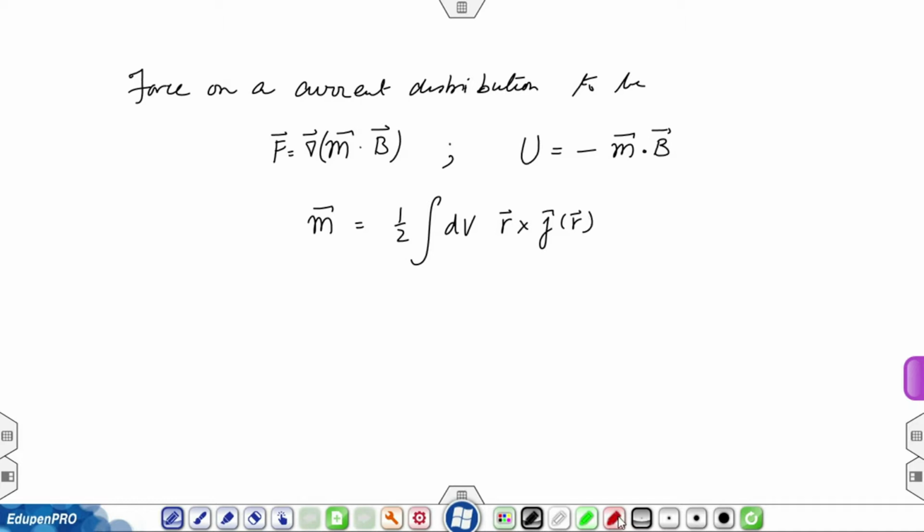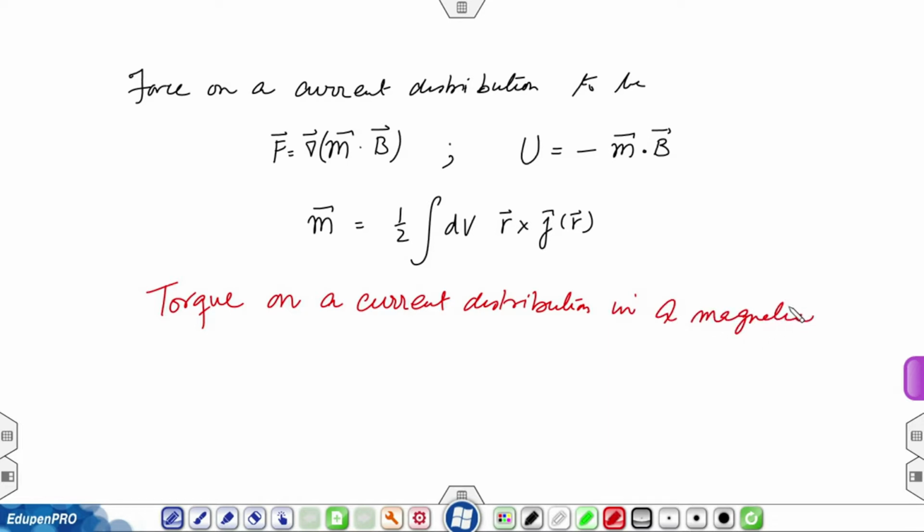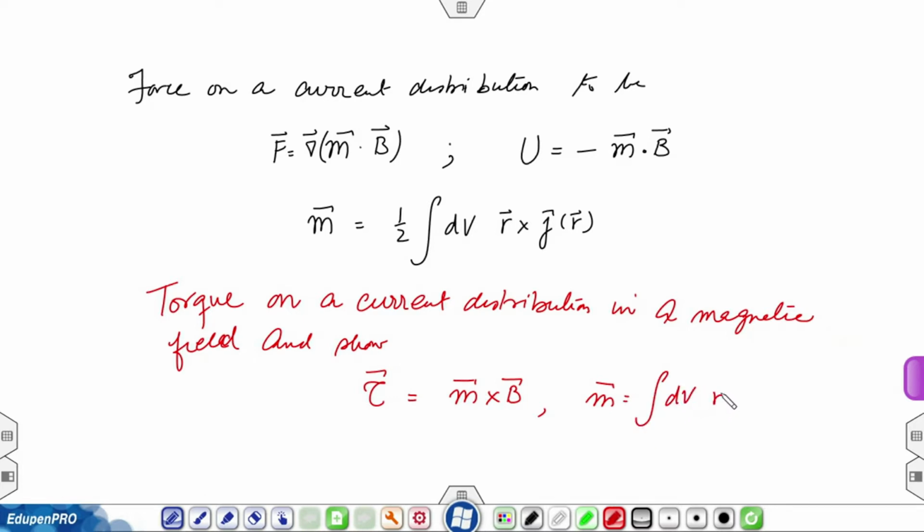In this lecture, I want to derive the torque on a current distribution in a magnetic field and show, just like an electric dipole, the torque is going to be equal to m cross B, with m again being given as integration dV r cross j with a factor of half in front. So, let us do that.